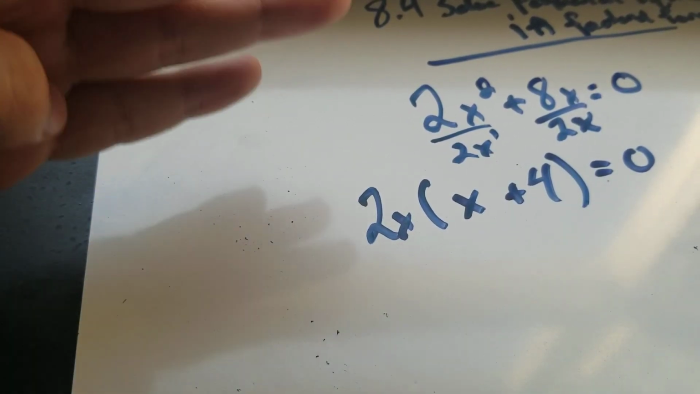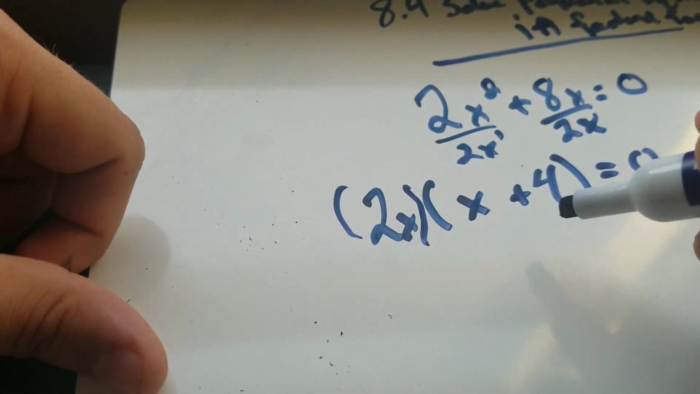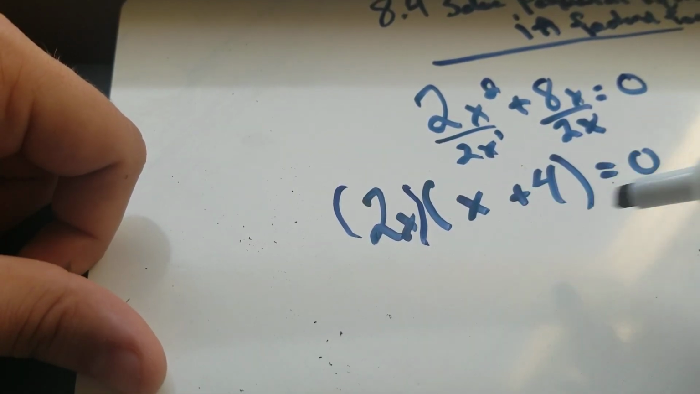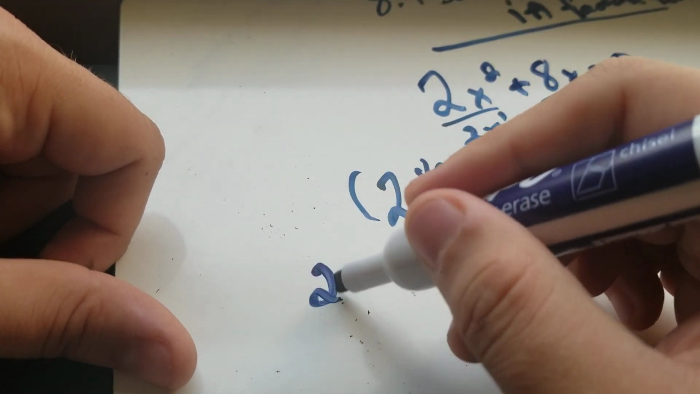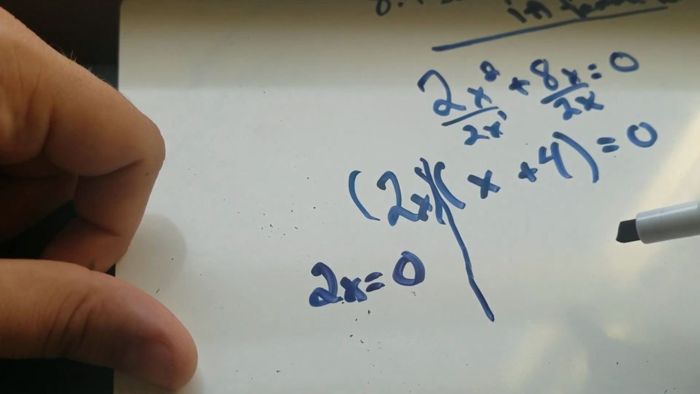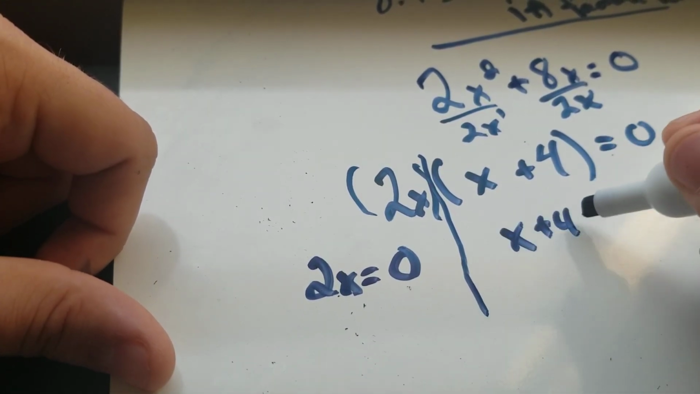That was, I believe, the second part of the lesson. I'm going to put this in parentheses. And now I can solve for both x's. So I'm going to cut this in half and solve for both. So it's a combo of both lessons of yesterday. So 2x equals 0 and x plus 4 equals 0.